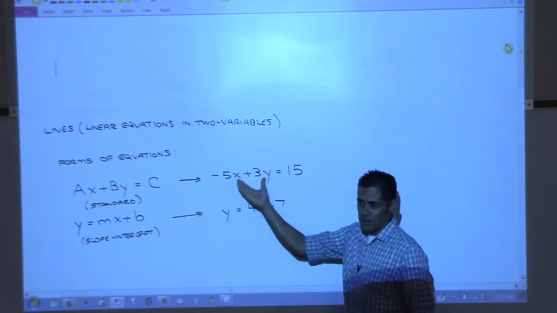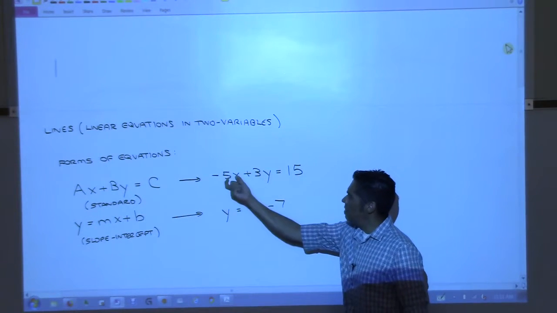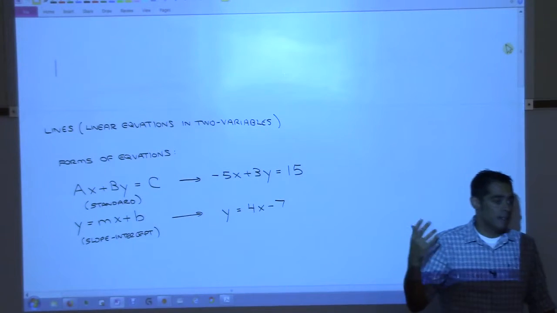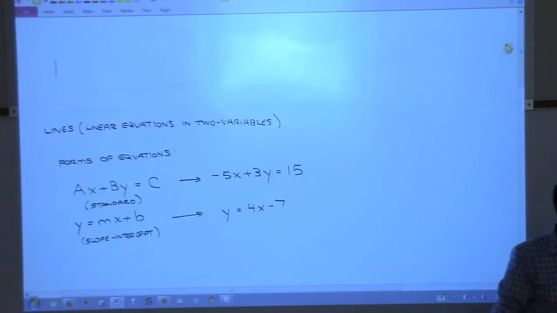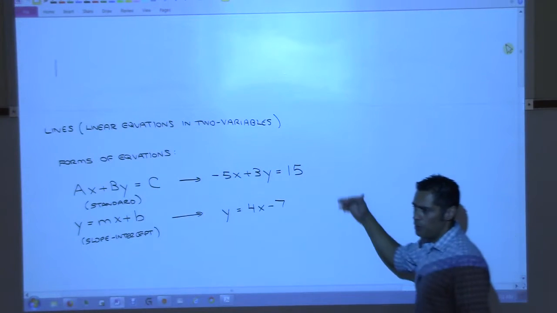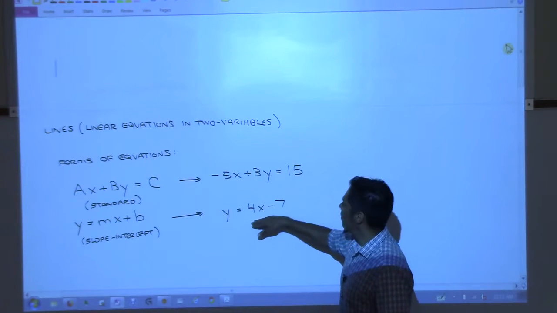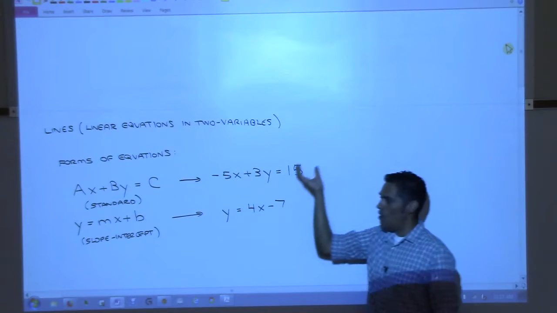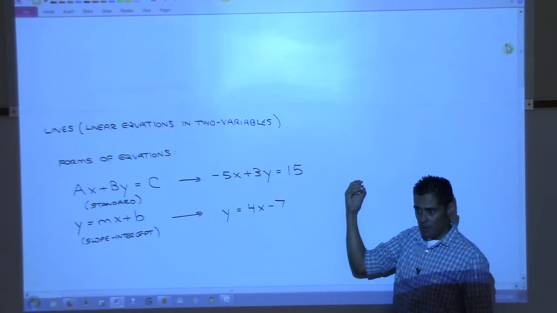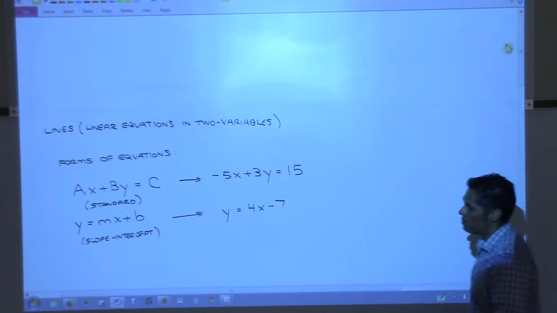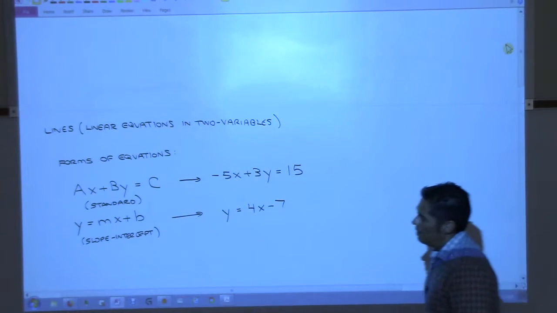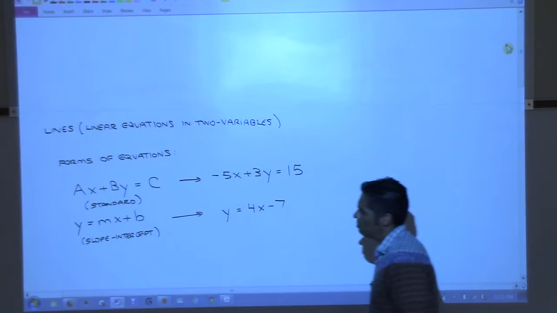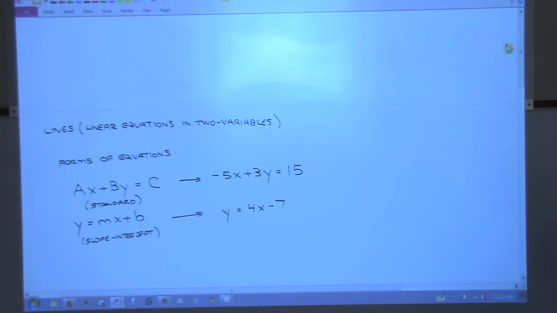Here, y is not by itself. If I were to move this 5x to the other side and then divide by 3, I would then have it in slope-intercept form. So that's the main difference between the two forms. Solved for y, this one's not. And all the x and y's are on one side here, and all the numbers are on the other side, right? So that's the big difference between those two forms. And that's it. Those are the two forms that we have for equations of lines.